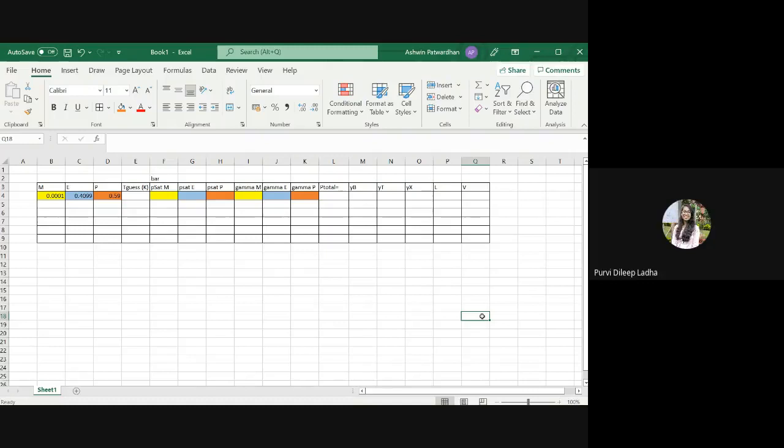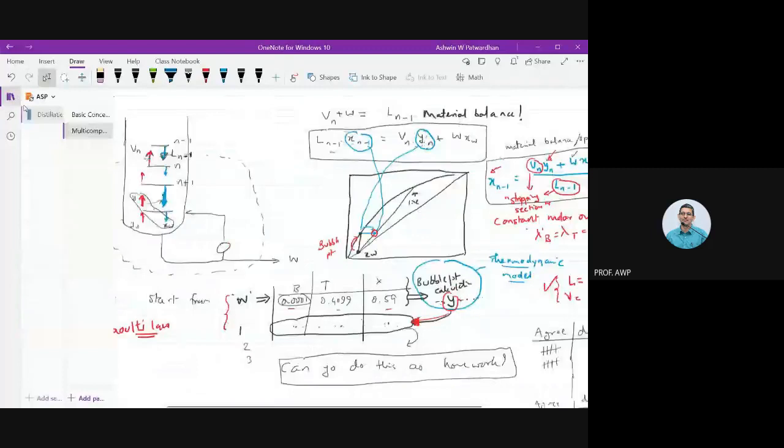And by the way, you have to complete the previous problem also, of cyclohexylamine and water. Cyclohexylamine and aniline, not water. What am I saying? You have to complete this problem also.